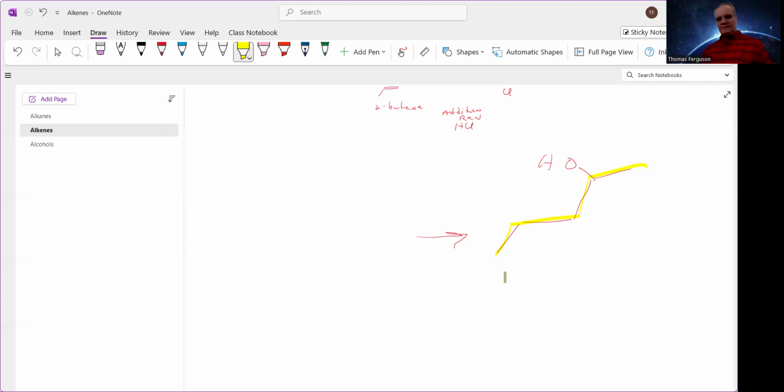All right, so let's make this. Okay, we've got 1, 2, 3, 4, 5. So it's a 5-carbon backbone. And the way we'd name this is 2-pentanol. We're going to go over that on Thursday. This is the alcohol part. So how do we make 2-pentanol?